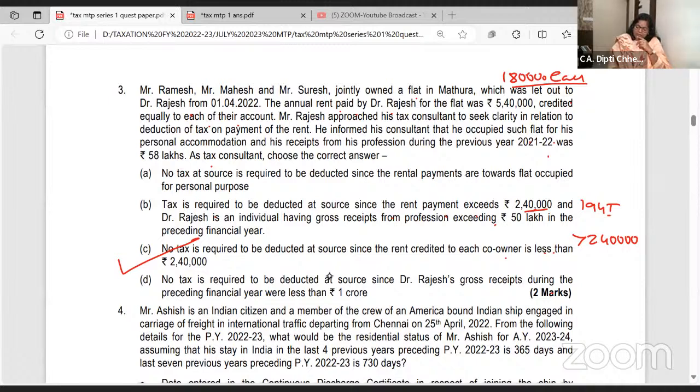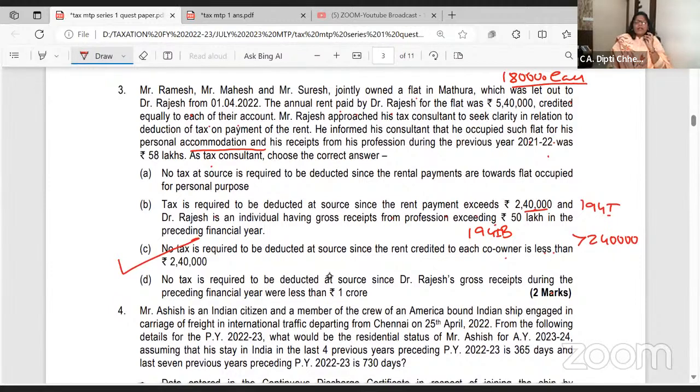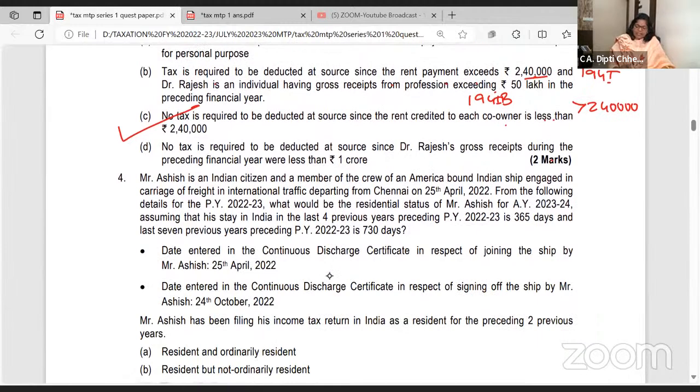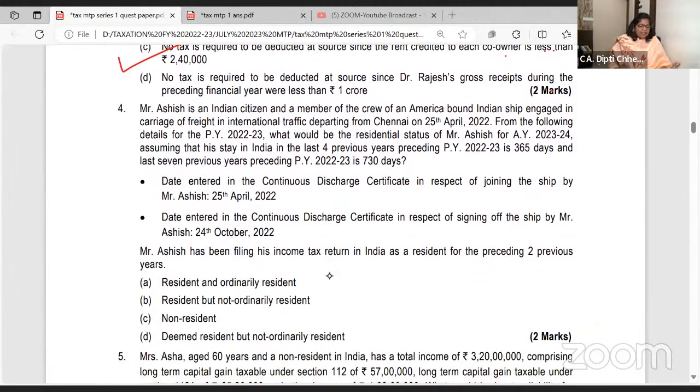One more thing, dear students. One minute. Is he using it for office purpose? No, it's a personal accommodation. So some students may think that 194B can also apply, or 194IB, sorry, not 194B. That is for rent above 50,000, and when will that apply? When it is 50,000 per month per payee. So anyhow, the answer is each co-owner is getting less. Then, I hope we are revising a lot of concepts here.